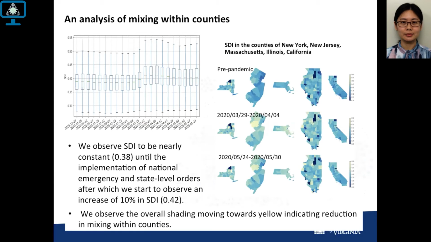And we observe that the SDI is nearly a constant value until the implementation of national emergency and state level orders, after which we start to observe an increase in SDI. And in the red plots, we select 5 states and show the counties in the map. And we observe the overall shading moving towards yellow, indicating the reduction in mixing within counties.